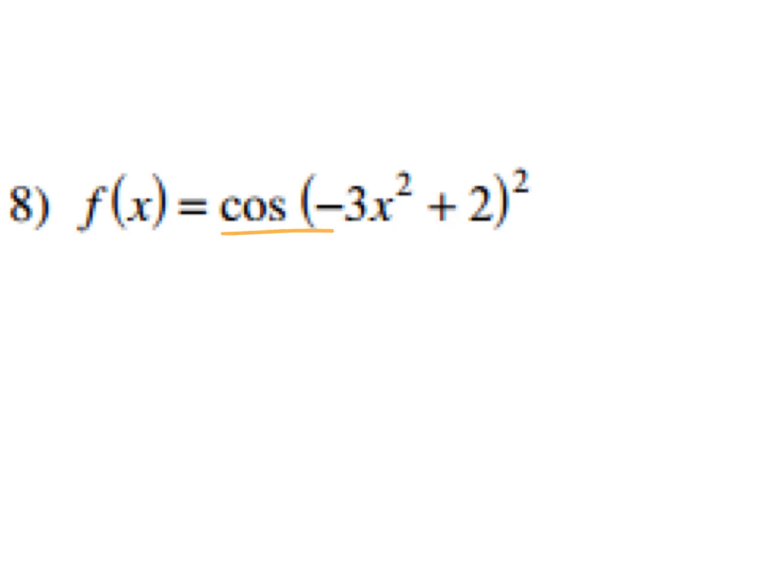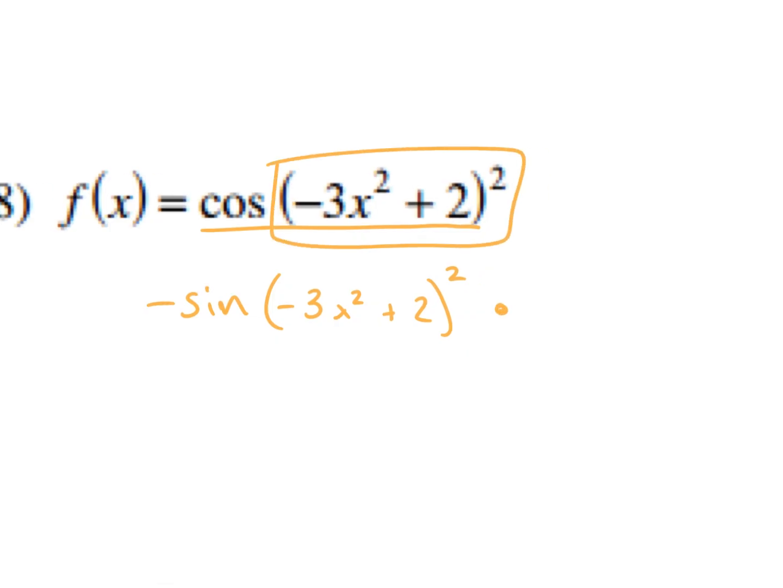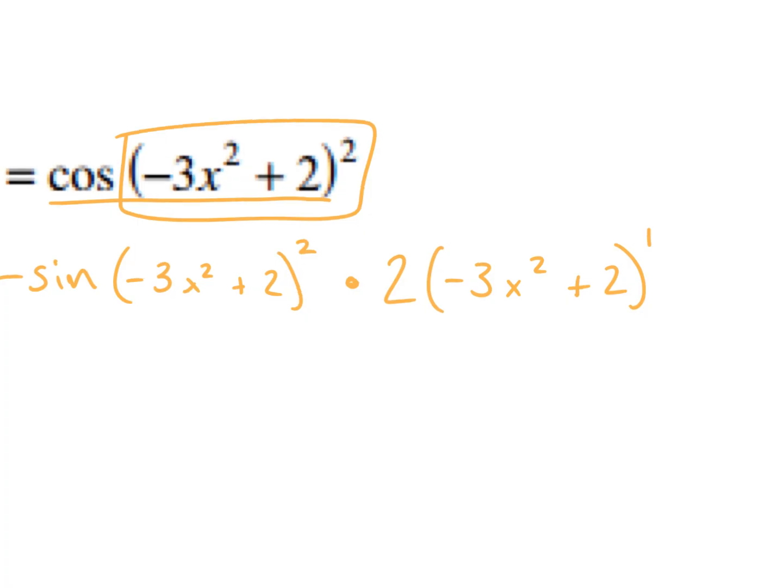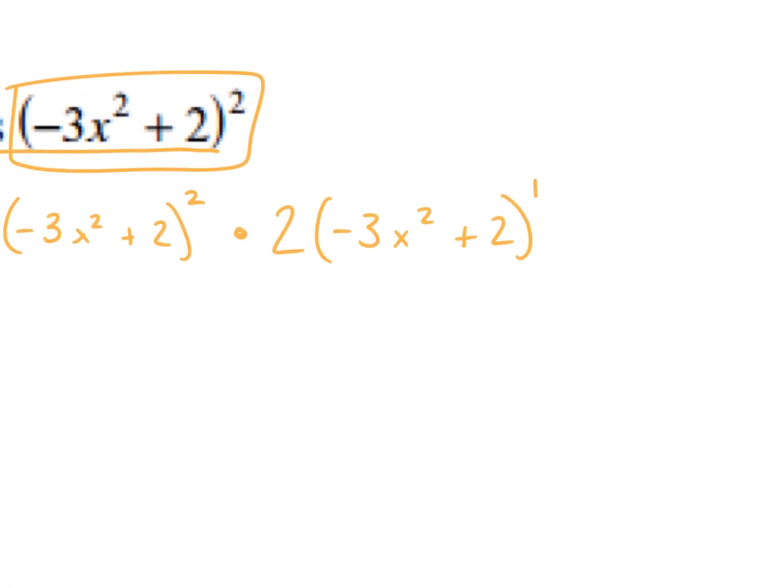We'll take our trig function of the whole thing. So we'll take the derivative of the whole thing. What's the derivative of cosine? Negative sine of (negative 3x squared plus 2) squared. Then times the derivative of this part. So that would be chain rule. 2 times (negative 3x squared plus 2) to the first power times the derivative of the inside.